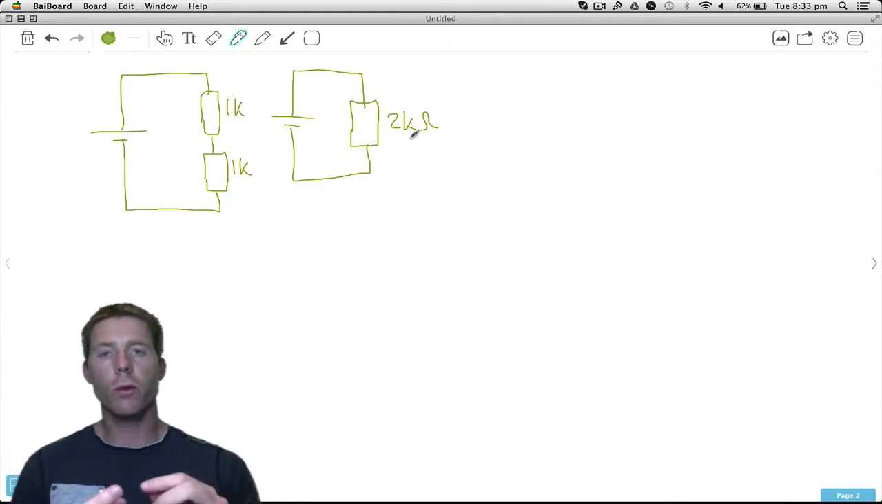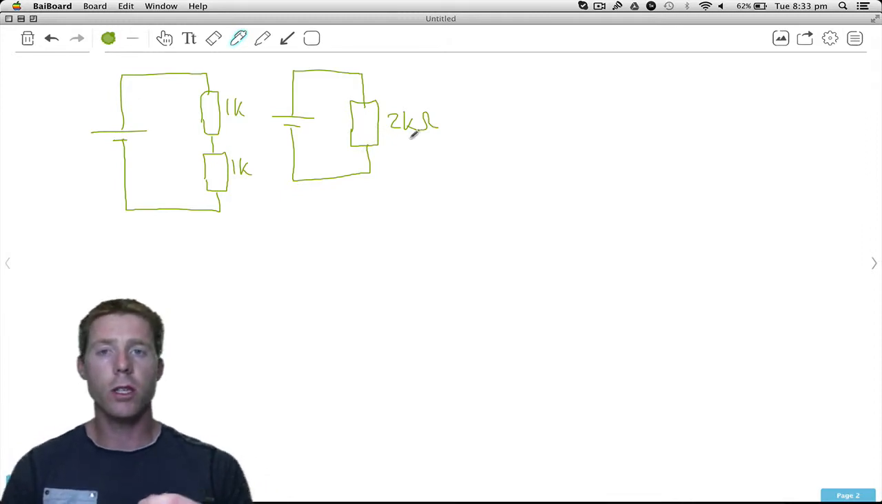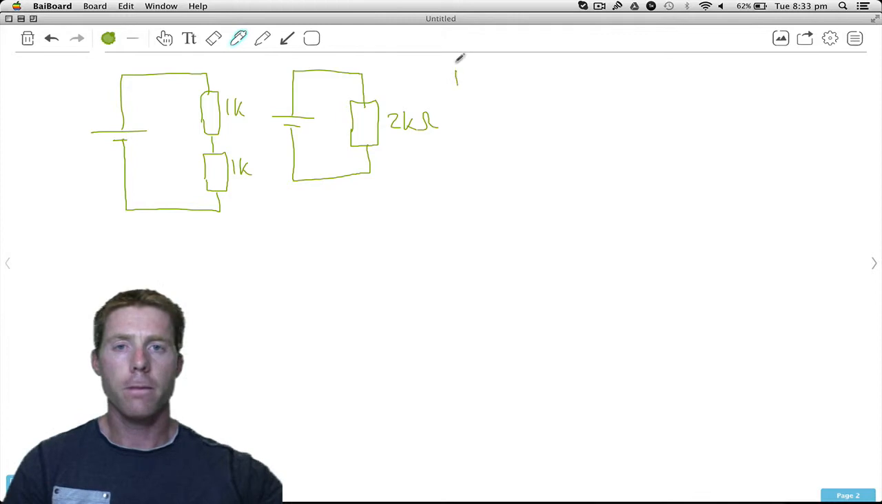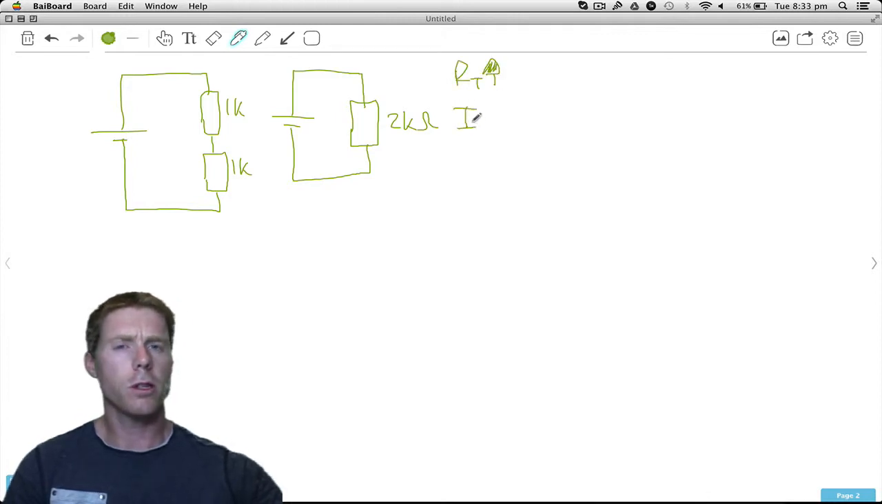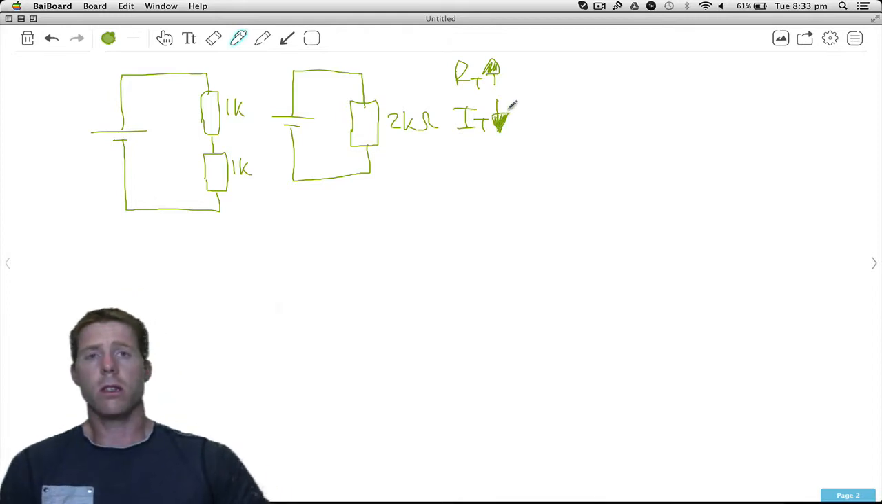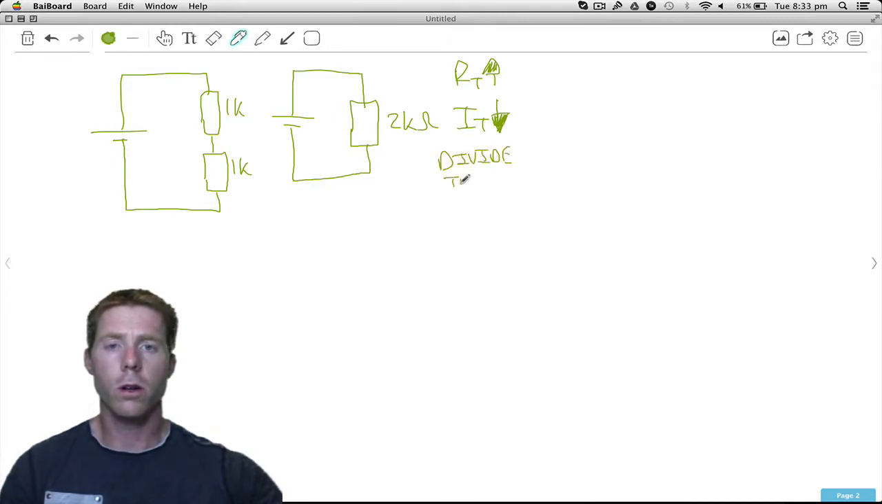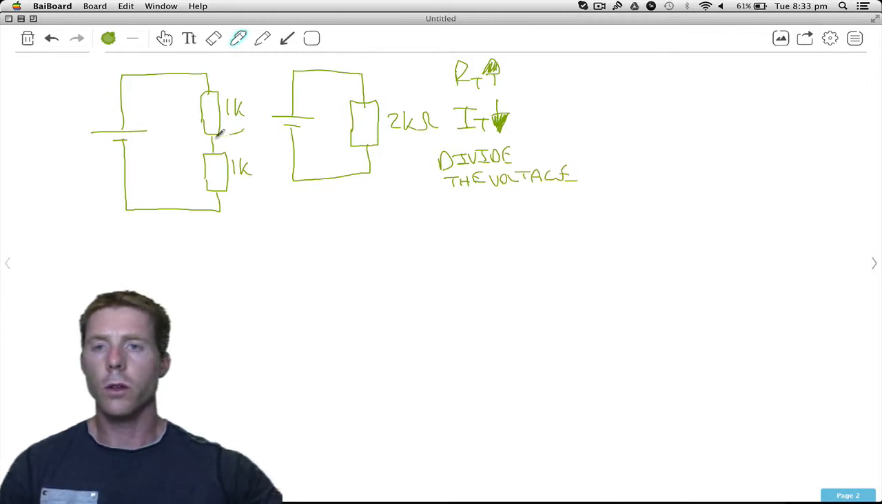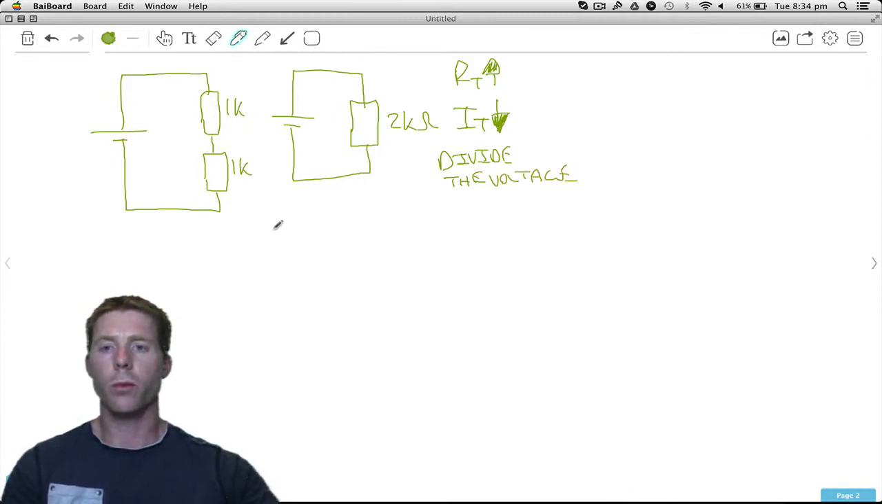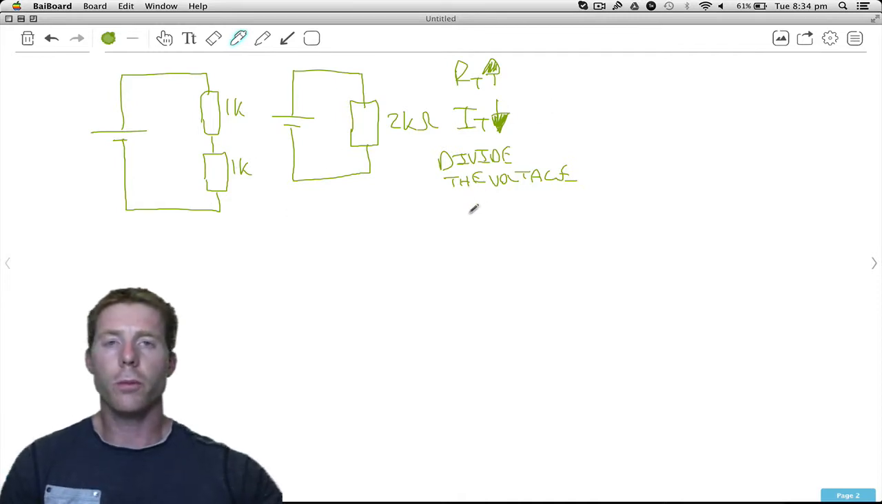So anytime you put resistors together in series, you increase the resistance. RT goes up. What would happen to the total current then? Well, that must go down. More resistance, less current. And then from there, we divide the voltage. So this will get a portion of the power supply, this will get a portion. Current through each component is the same.